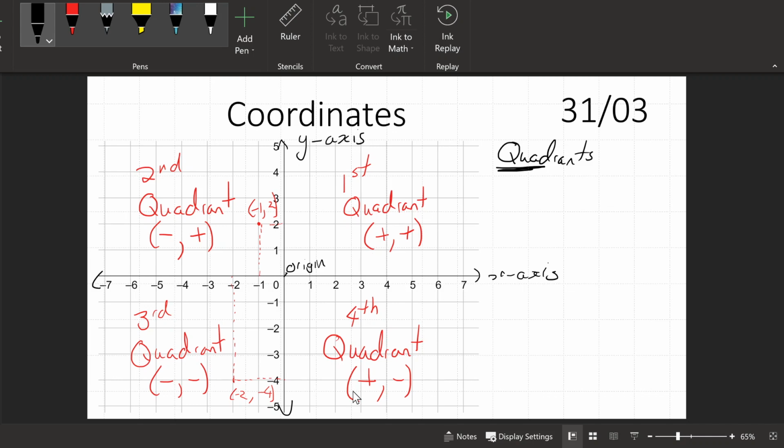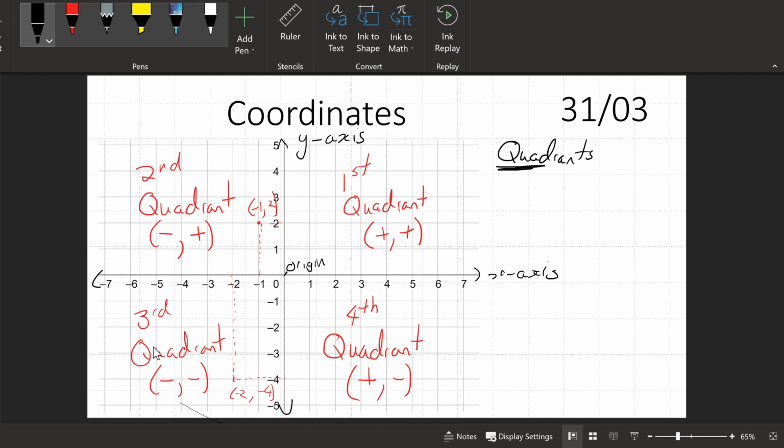I won't lie to you girls, I don't remember that straight off the top of my head. I generally kind of visualize the coordinate plane for myself, and then I know that the first quadrant is all positives, and then from that you just go anti-clockwise, okay? So I would say pause this video. If you haven't taken this down, take this down into your notes, okay?